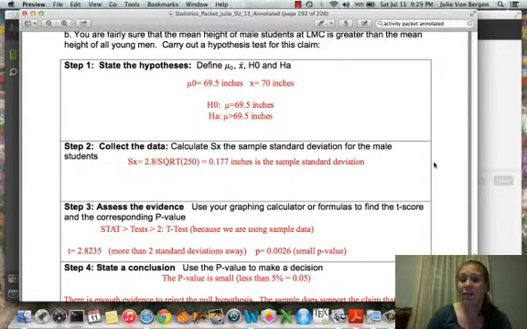Our claim is that LMC has a greater mean height for young men, so our alternative hypothesis is that the mean is greater than 69.5 inches, meaning the mean for LMC students.